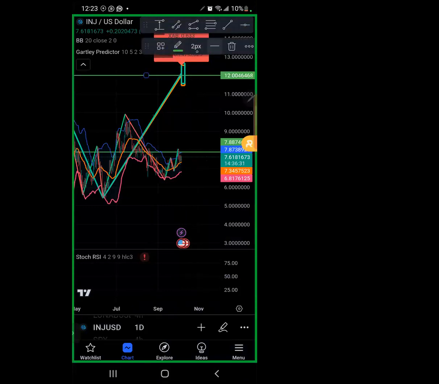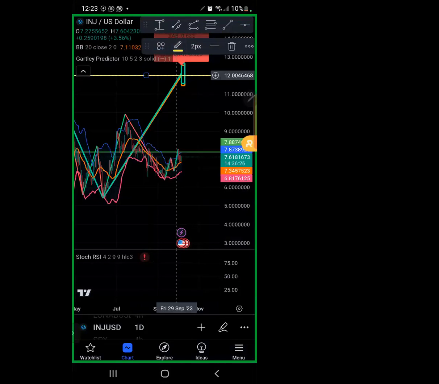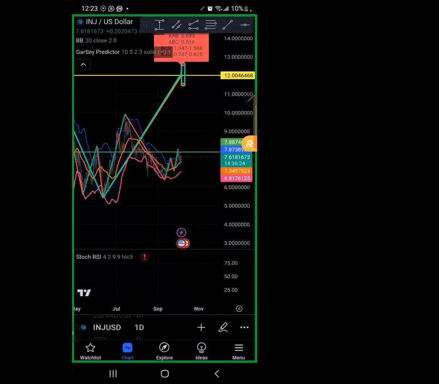Let me change the color of this line. I'll give it yellow. Are you seeing the yellow color? The yellow color, the Gartley predictor. I think those who have been following Leader Harriet's trainings about indicators, you remember this indicator, the Gartley predictor. It predicts the market, okay? That the market might reach this level.